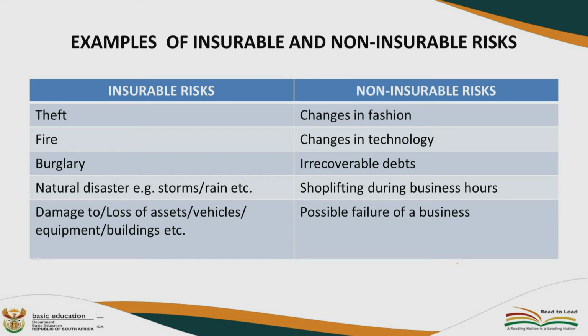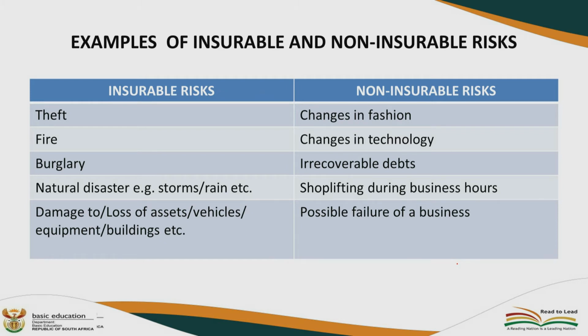Non-insurable risk. What are the examples? Changes in fashion. If the insurer decided to insure this, then they would lose, because fashion changes all the time. So it cannot be insured. Changes in technology, it cannot be insured. Irrecoverable bad debts, they cannot be insured. Shoplifting during business hours. Why? Because the business is expected to take precautionary measures during business hours. So if shoplifting is happening during business hours, it's not going to be insured, because there are supposed to be safety procedures and security must be tight during business hours.